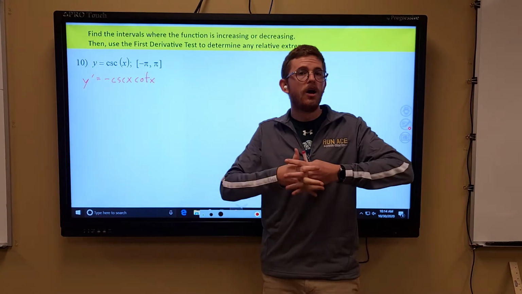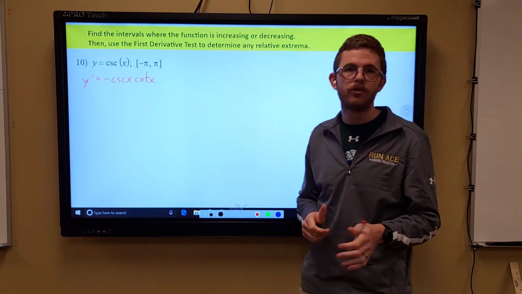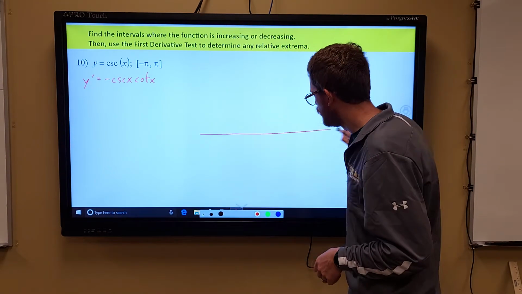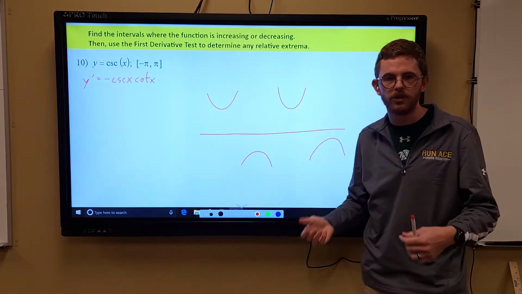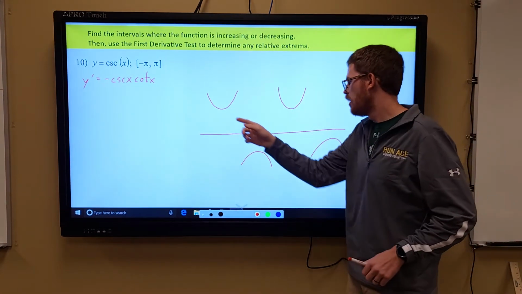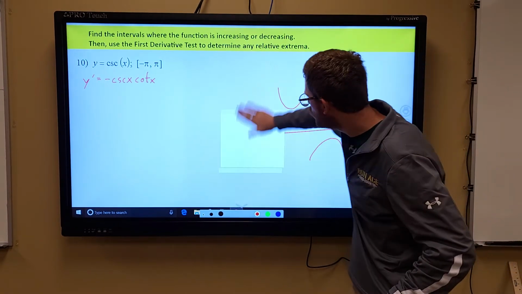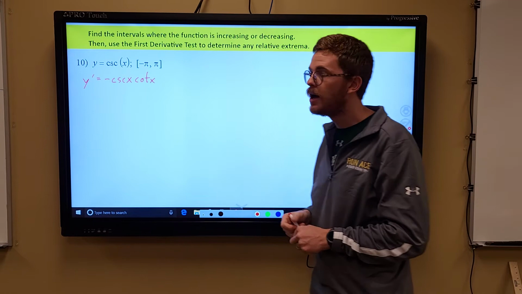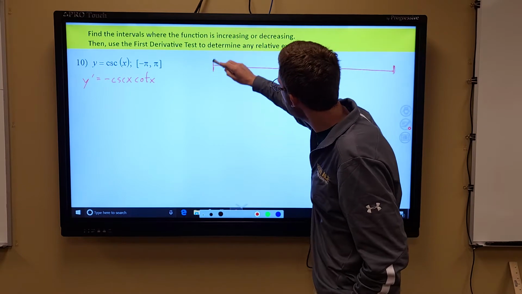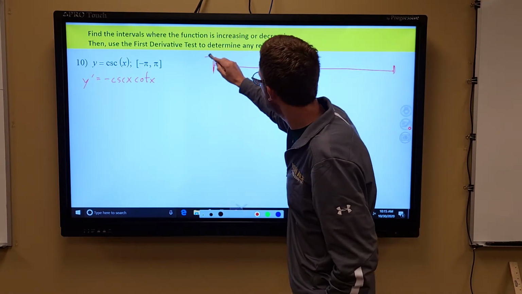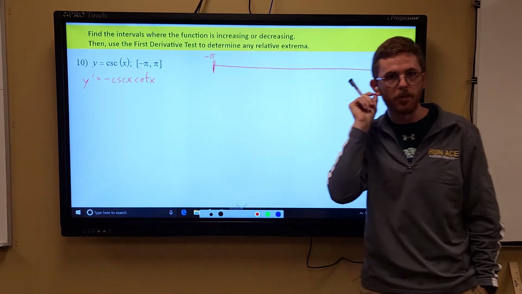We're not looking for every relative extreme or every interval of increasing and decreasing, because if you remember, the graph of cosecant does something like this, and we would be here all day with all of those increases and decreases and relative minima and relative maxima. It just keeps going on and on and on. So we're only looking between negative pi and positive pi. So if you're thinking about our number line, instead of going from negative infinity to positive infinity, it's negative pi to positive pi.